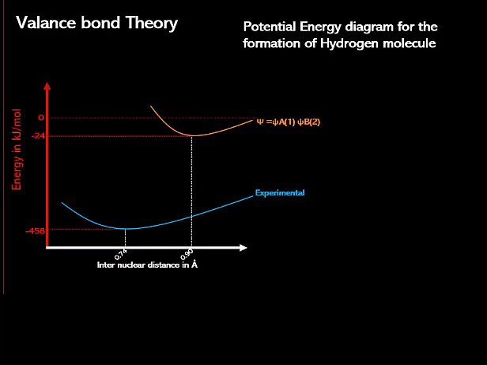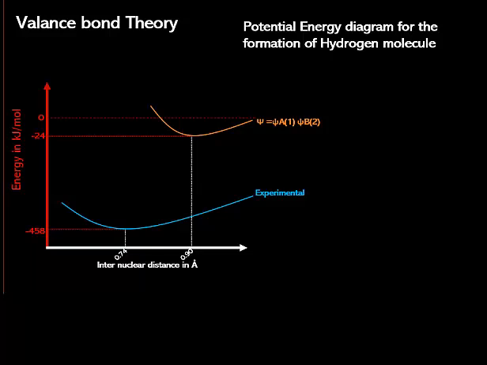Can you calculate the radius of hydrogen atom from this data? Since the difference between the experimental value of energy and the bonding energy obtained is 434 kJ per mole, the wave function given by the equation is not the correct wave function for hydrogen molecule. Thus, in order to get the correct or at least close values, we need to consider new wave functions.